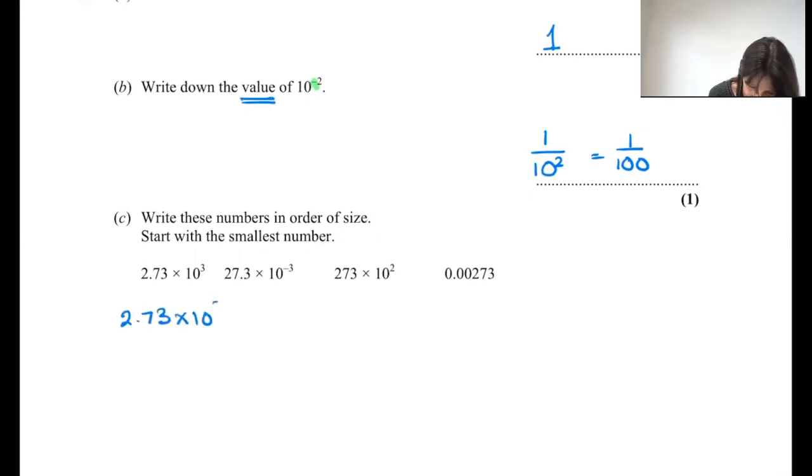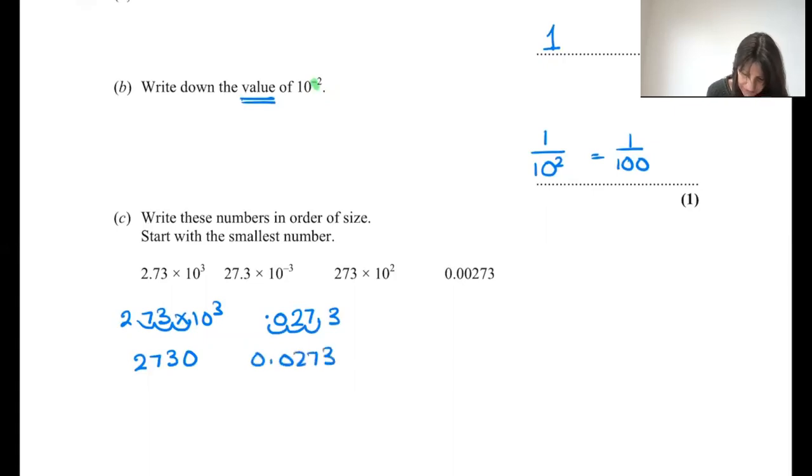So this first one, 2.73 times 10 to the 3 means I'm going to move the decimal point 3 places, giving me 2730. This is the negative 3. So this is making my number smaller because of that minus. So I'm going to go back 1, 2, 3. Point is now there. Fill that in, and I've got 0.0273. 273 times 10 to the 2 is 273, and just add in the 2 zeros. And this one's already an ordinary number.